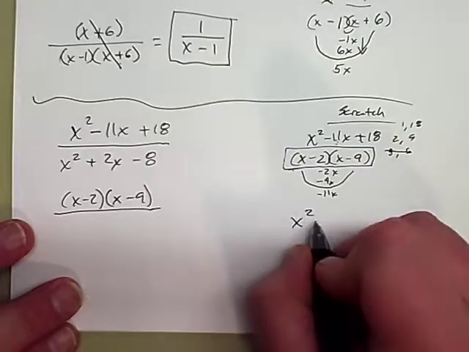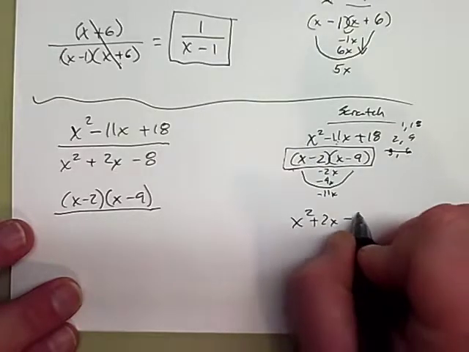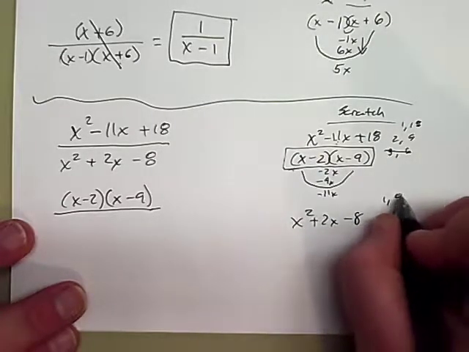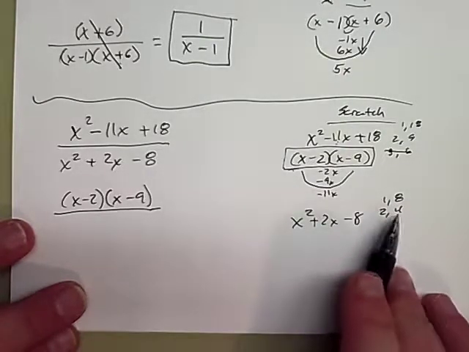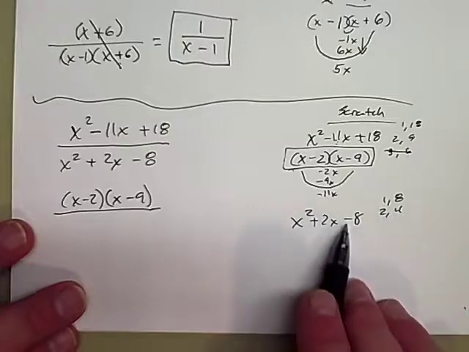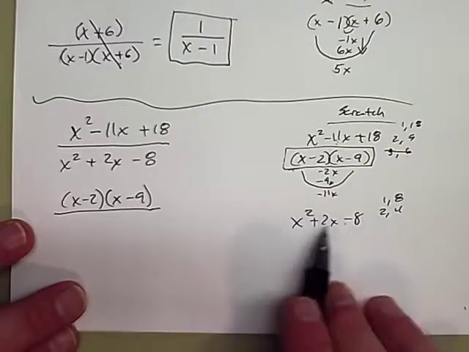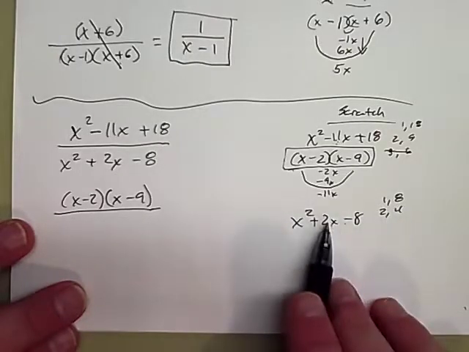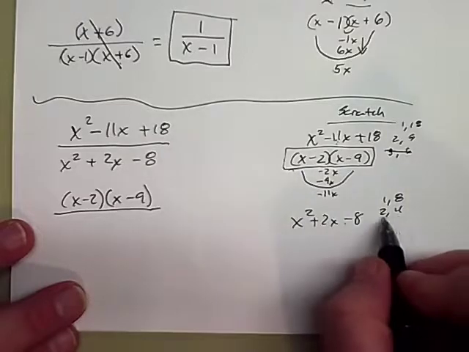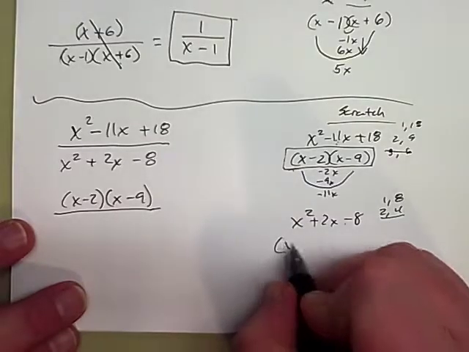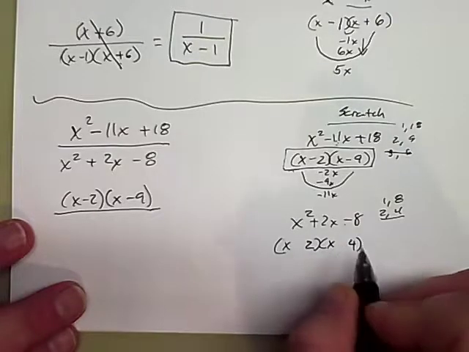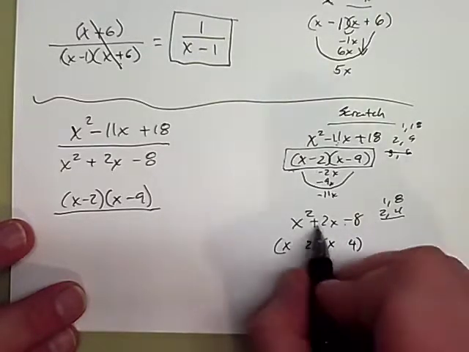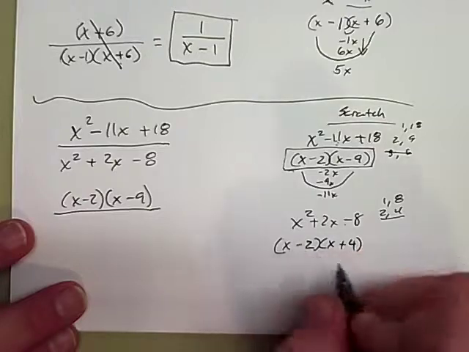Here we go. I have an x squared plus 2x minus 8. I get 1 and 8, 2 and 4. Now, the factors of 8 that subtract to 2, well, 4 minus 2 is 2. 8 minus 1 is 7. So I know then that I need to try the 2 and the 4. So x, 2, and 4. And I want the bigger to be positive, so I get x plus 4 and x minus 2.